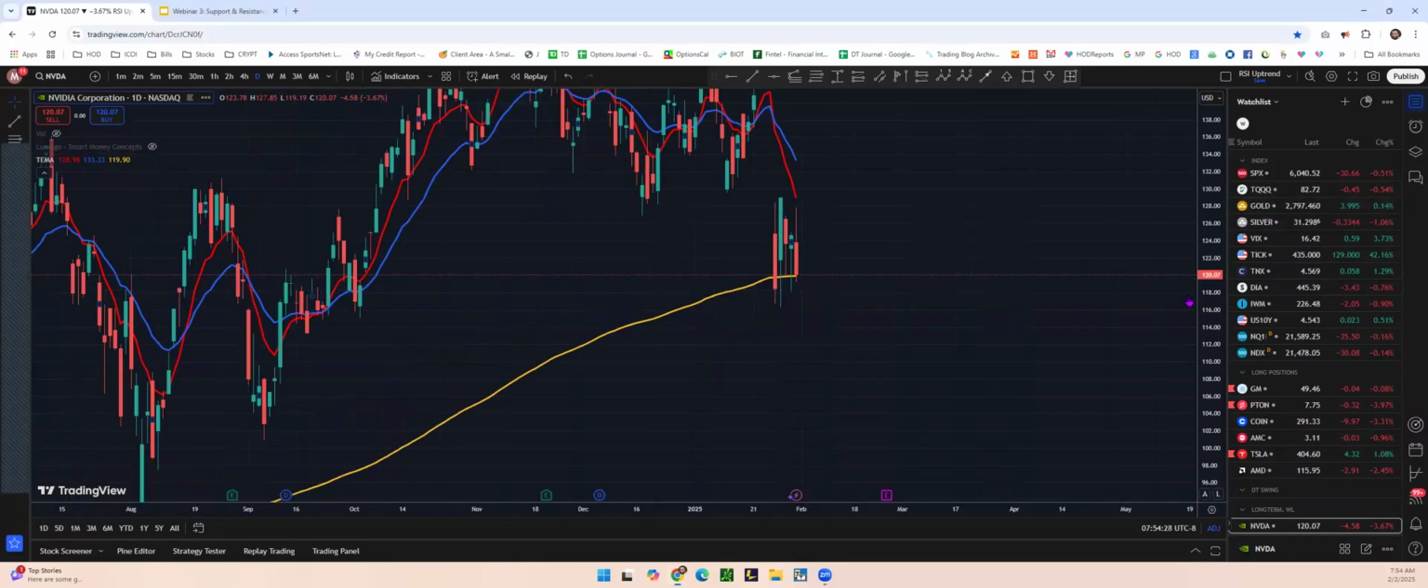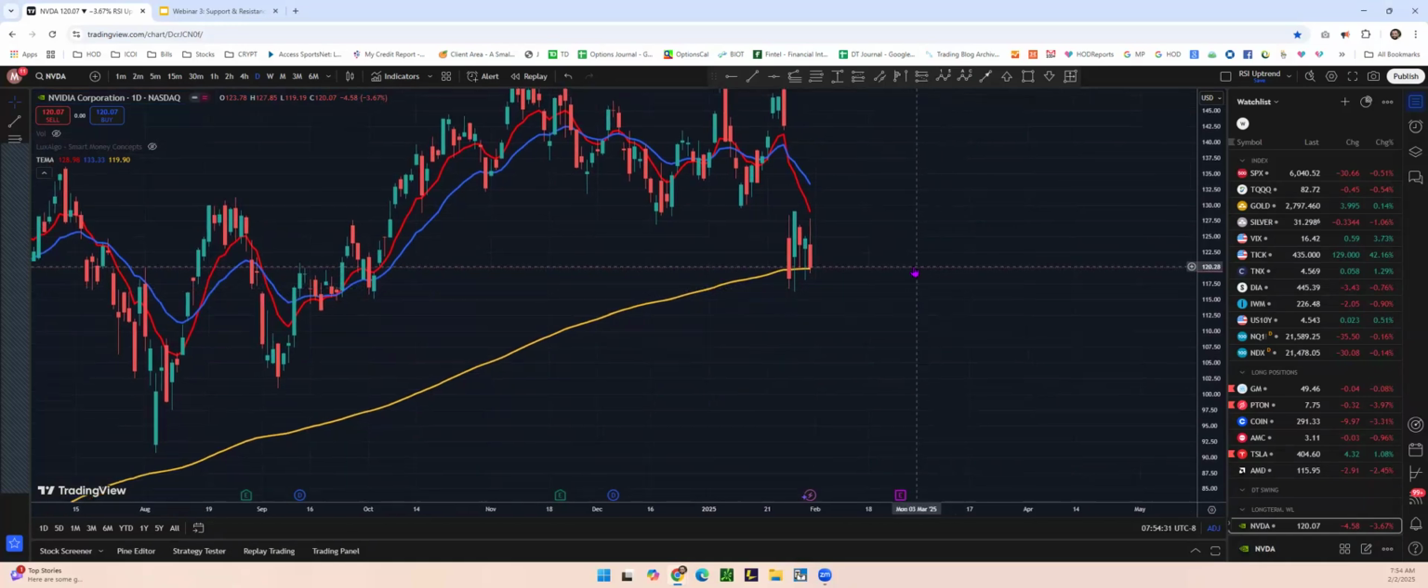So there's a key area. There's a very important week coming up next week. We're going to see how NVIDIA's price reacts in this area. So, all right, moving on.